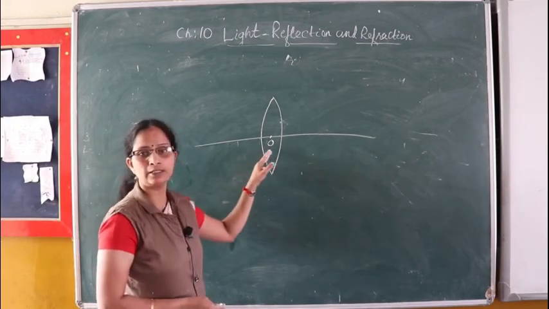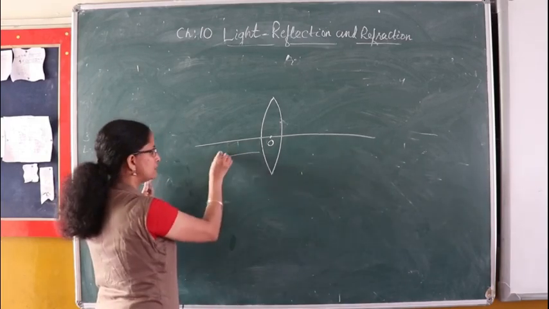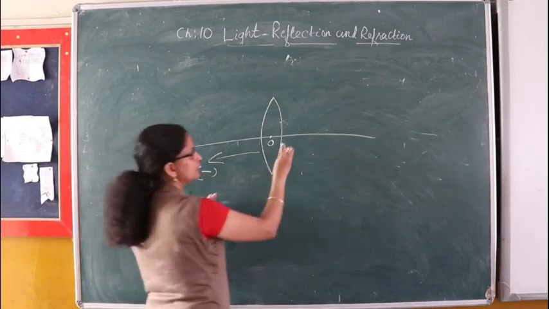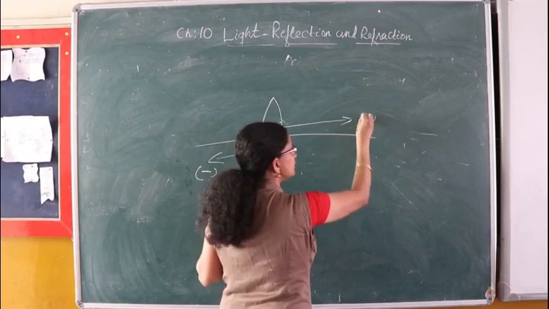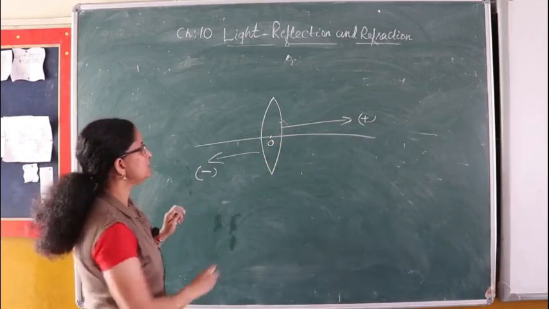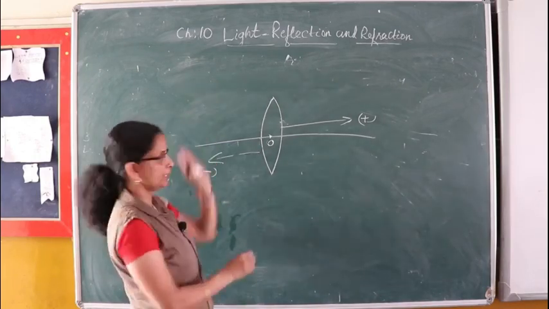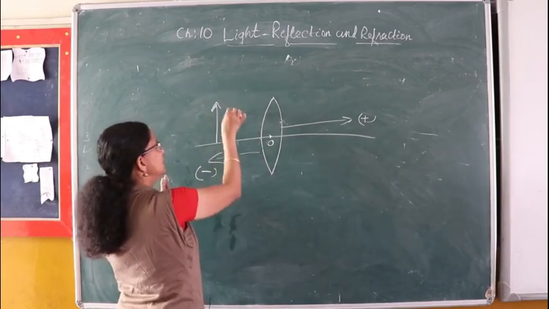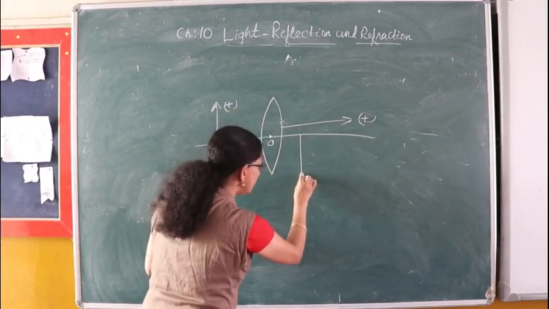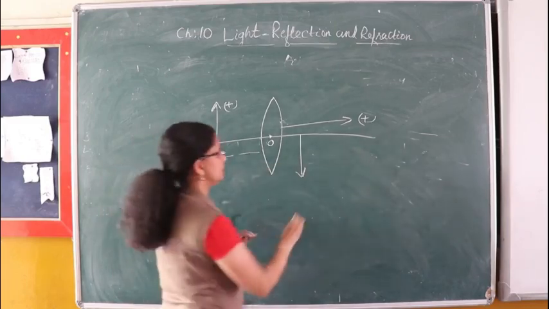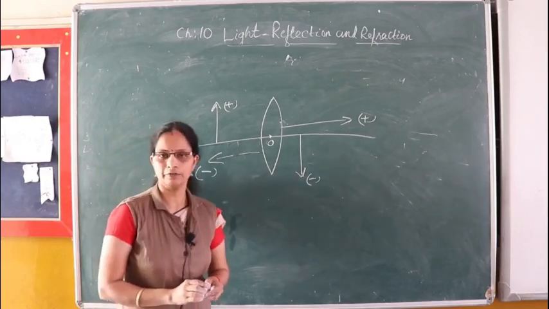The distances that are measured to the left of the optical center are to be taken negative, whereas the distances measured on the right side of the optical center are to be taken as positive. At the same time, the distances that are measured perpendicular and above the principal axis are taken as positive, and the distances that are measured below the principal axis are taken as negative. So, these are the sign conventions.